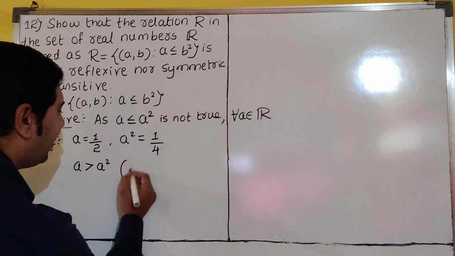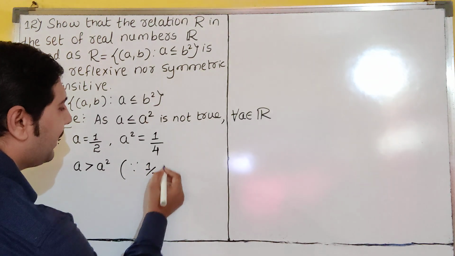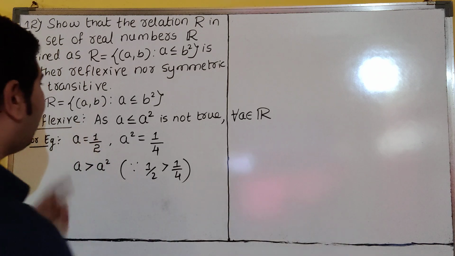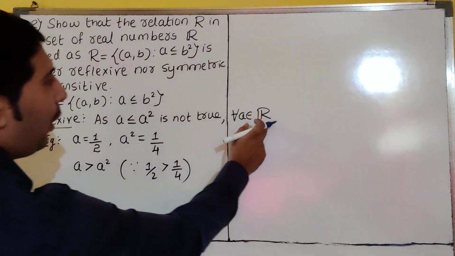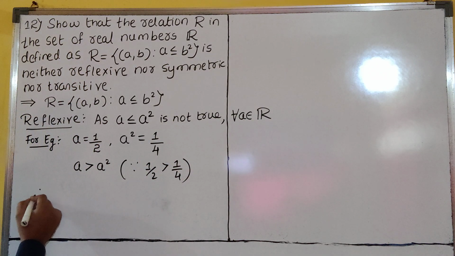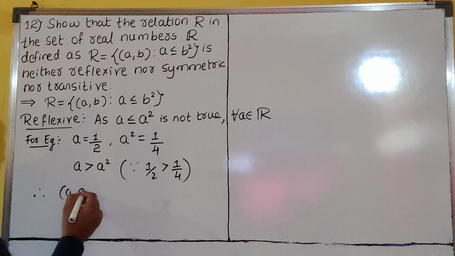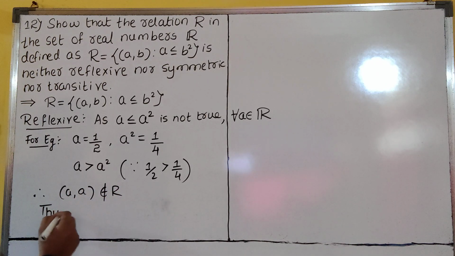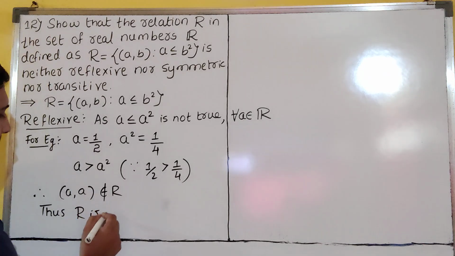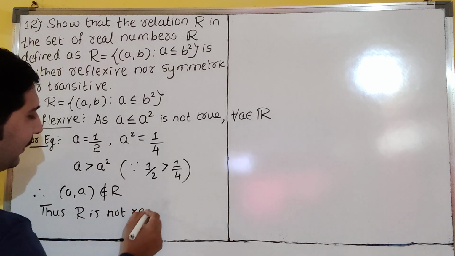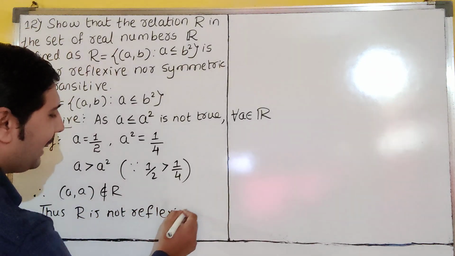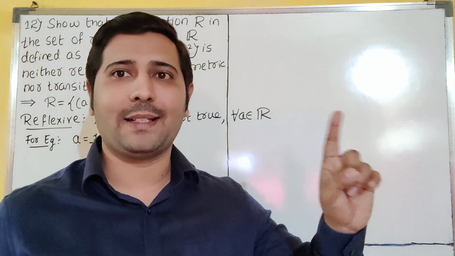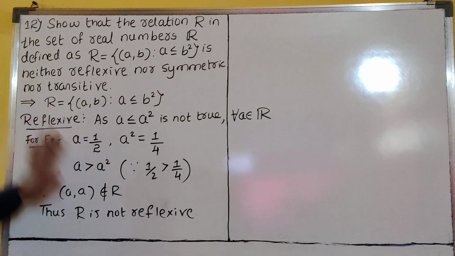So this is what I am saying, since half is greater than 1 by 4. Yes or no? That's why we are saying it is not true for all real numbers. Therefore you can say (a, a) does not belong to R. Thus R is not reflexive. See how beautifully you have given the answer, dear students. Yes or no? 1 mark you got with the example I had given. So now see, 1 mark you understood.